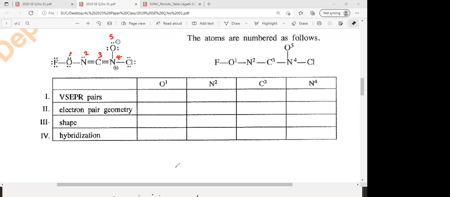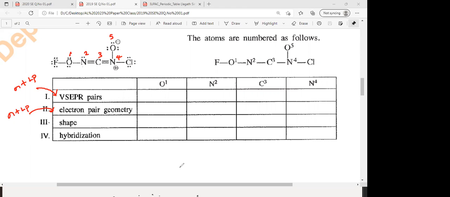VSEPR pairs. What are VSEPR pairs? Sigma bonded pairs and lone pairs. VSEPR pairs means, except pi bonds, sigma plus lone pairs. I put LP for lone pairs. Then for electron pair geometry, again you have to consider both sigma plus lone pairs. So hybridization is also the same. The shape depends on that also.